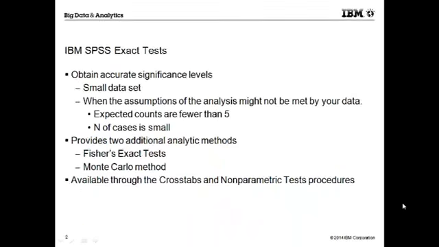IBM SPSS ExactTests give you the capability to obtain accurate results when you have to work with small data sets or when the assumptions of the analysis might not be met by your data. This add-on module provides two additional analytic methods to do this, the Fisher ExactTests and the Monte Carlo method, and they are available through the crosstabs and non-parametric test procedures in SPSS Statistics.